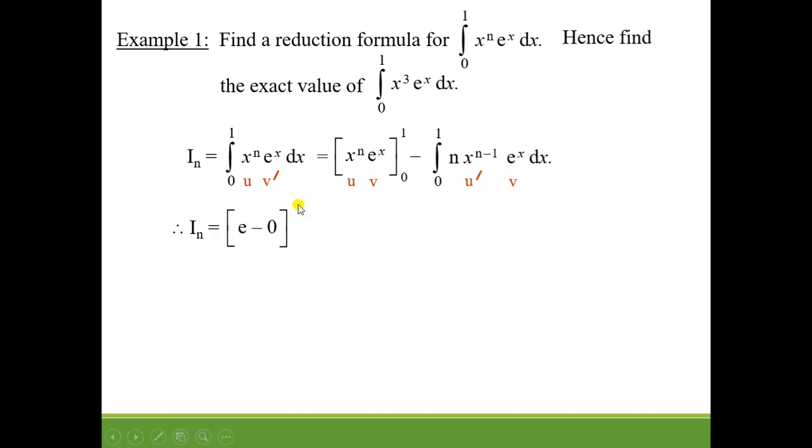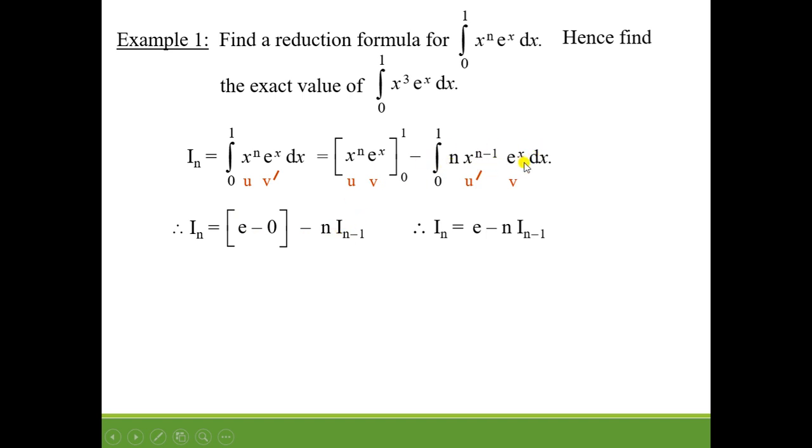Now we will solve this. See this bracket, if I substitute the upper limit and lower limit, what will happen? The upper limit is 1. Instead of x, if I substitute 1, it is 1 raised to n, which is nothing but 1. e raised to x with x equal to 1 is e raised to 1, so it becomes e. Minus, when the lower limit x is equal to 0, the whole term becomes 0. So the answer in the bracket is e minus 0. Then this minus sign we will continue here. Take n outside as a constant.